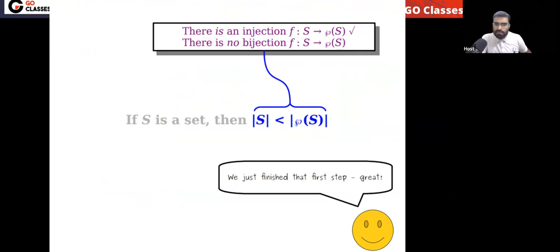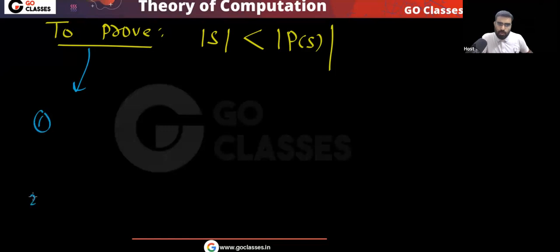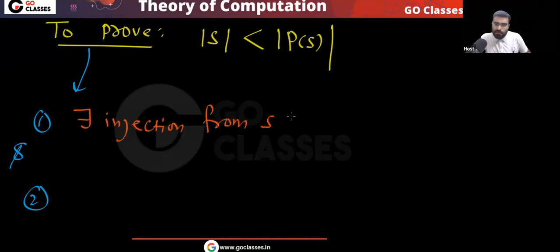Now what? Remember, you wanted to prove that the cardinality of S is strictly less than the cardinality of PS. To prove this, you have to prove two things. The first thing was that there exists an injection from S to PS. This we have done.